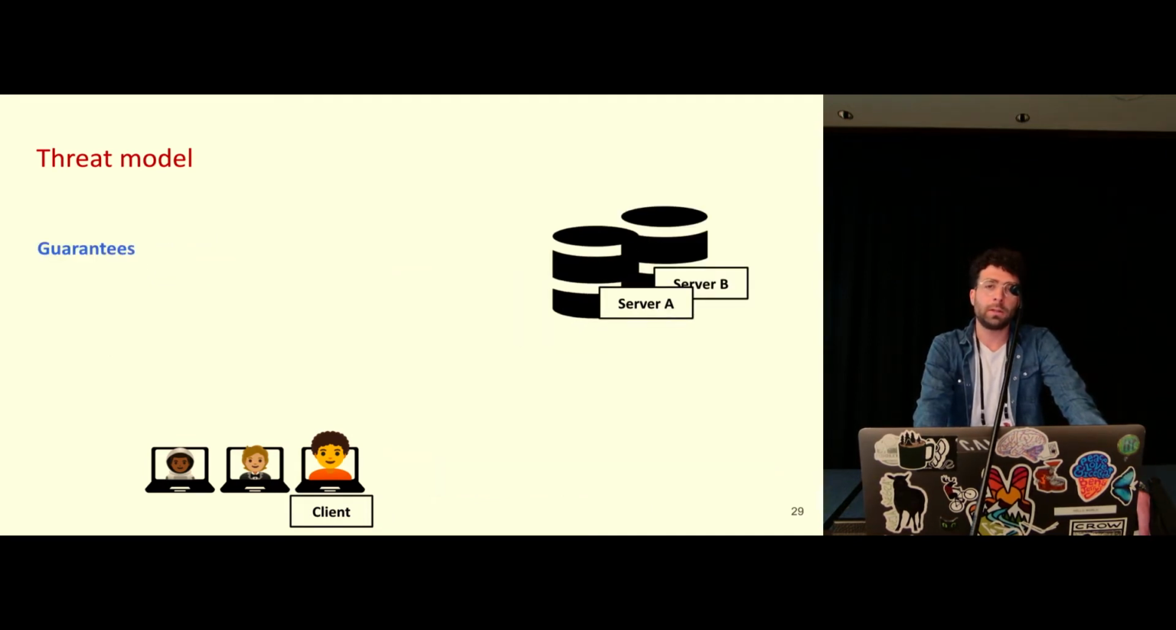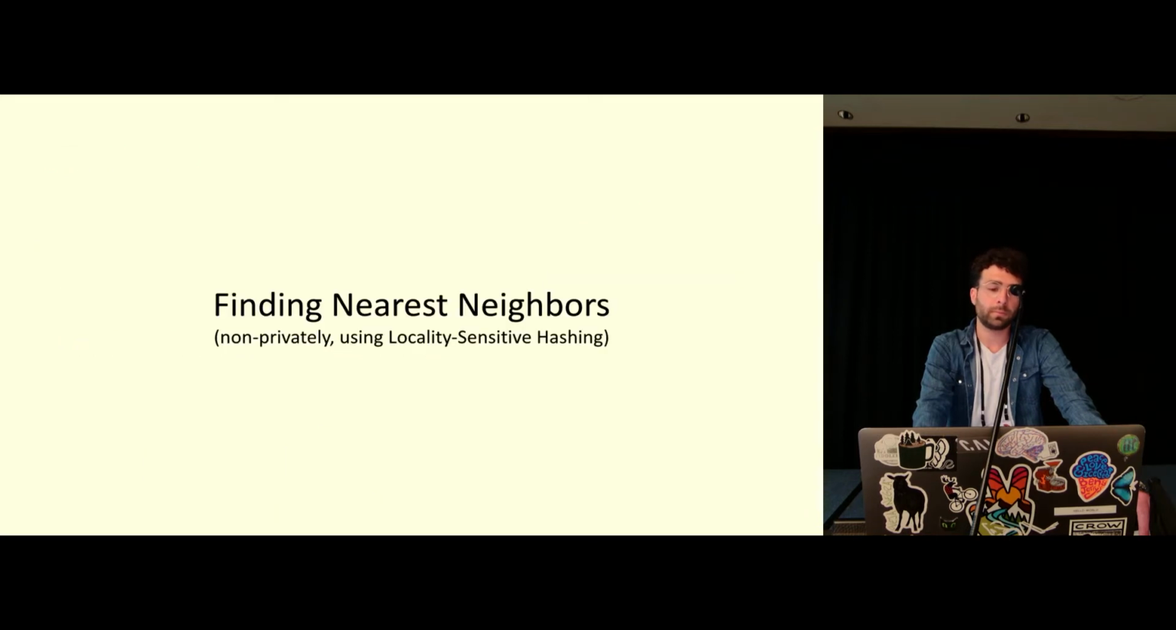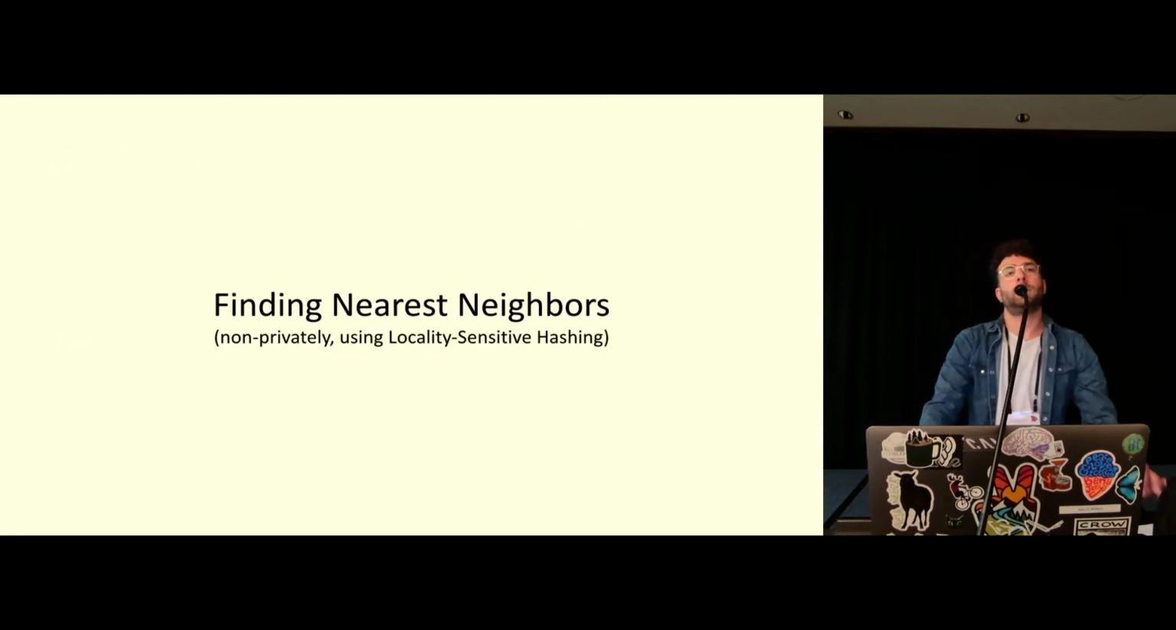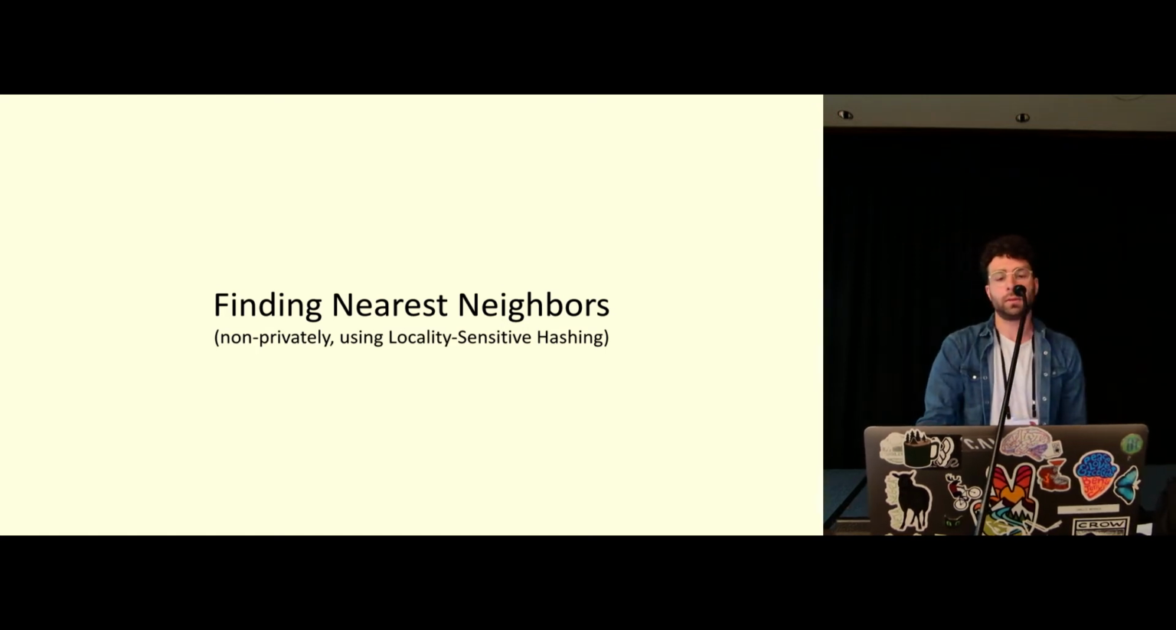The guarantees that we obtain from our protocol are accuracy if both servers follow the protocol, user privacy even if one of the servers is malicious and deviates from protocol, and database privacy even if a subset of clients are malicious and collude with each other to obtain information about the database. So now I'll describe how nearest neighbor search is performed in practice using locality-sensitive hashing, and this will form a basis for our strawman protocol, which I'll describe later.